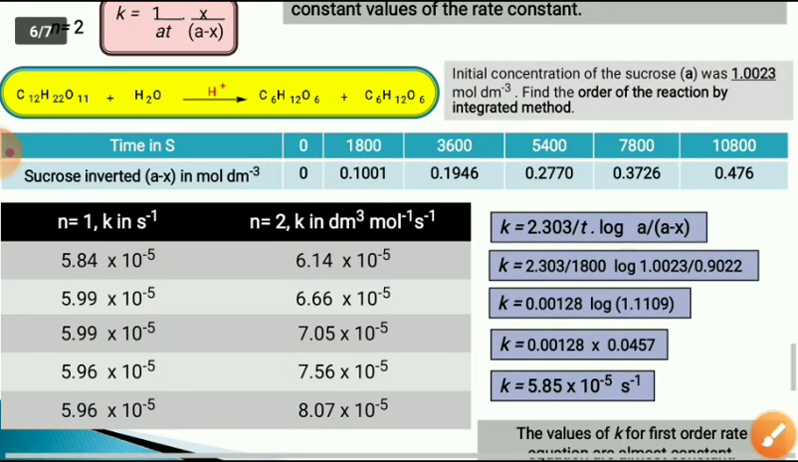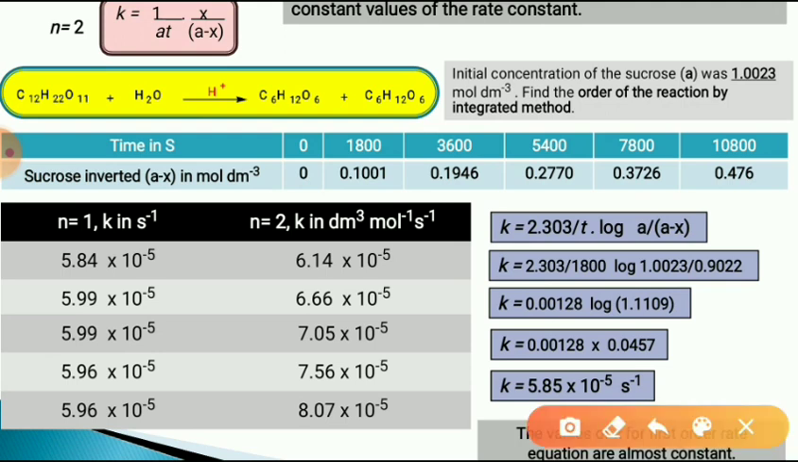Here again we have taken the inversion of sugarcane, that is sucrose. The problem gives the initial concentration of the sucrose, that is small a, as 1.0023 mole per dm cube. Find the order of the reaction by the integration method.